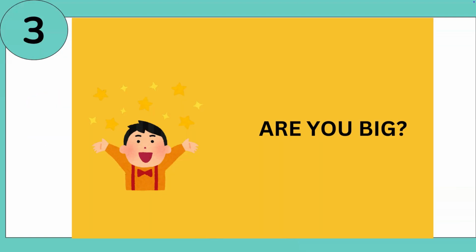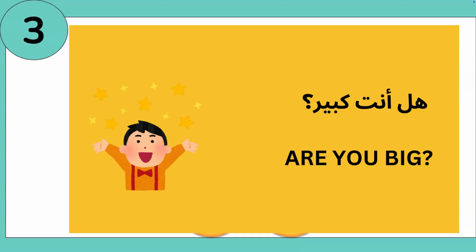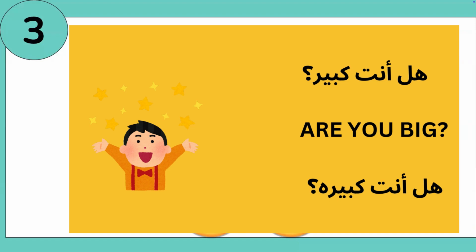Let's suppose I'm asking you, are you big? How should I say, are you big in Arabic? هل أنت, anta or anti? كبير. It's kabir. If we have to say, hal anti, what should we say? What should we add to any word when we have to convert it into feminine? Hamza? Ta marbuta. Kabira. Hal anti kabira.